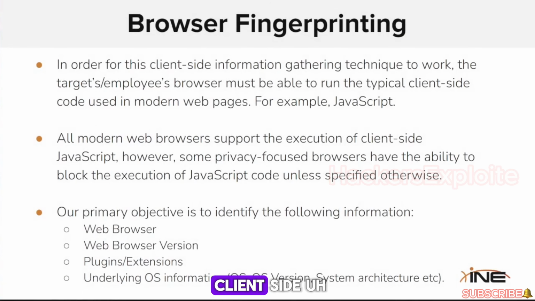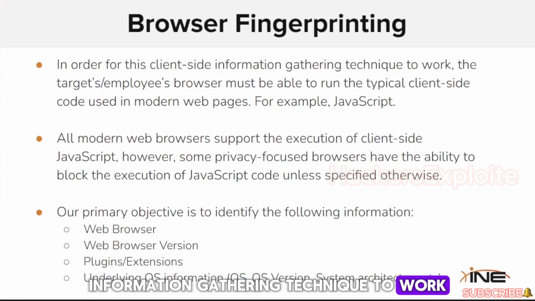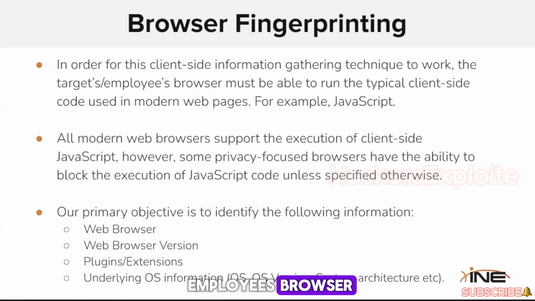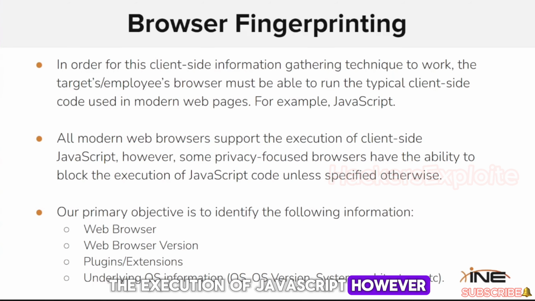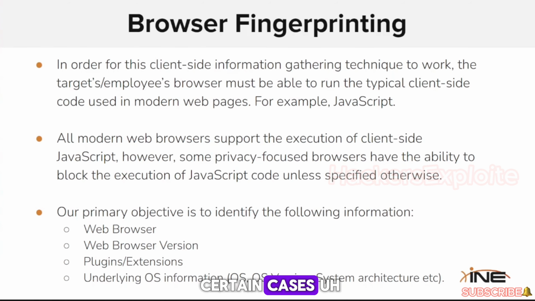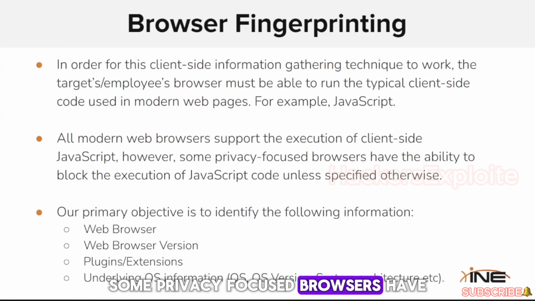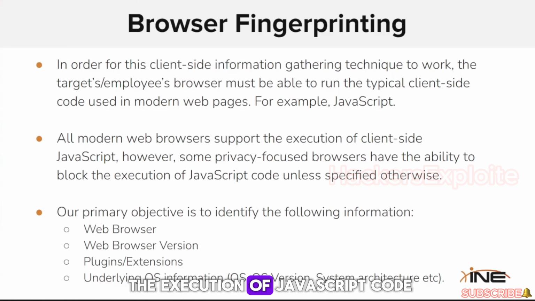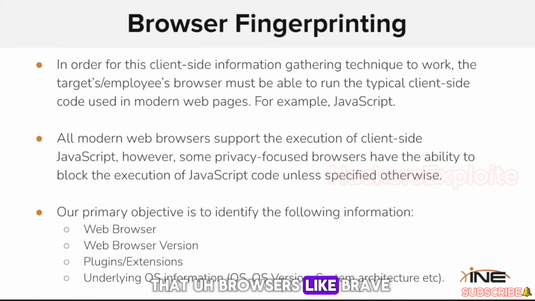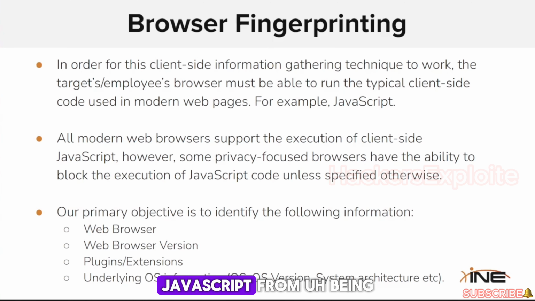In order for this client-side information gathering technique to work, the target's or the employee's browser must be able to run the typical client-side code used in modern web pages, for example, JavaScript. Now, it goes without saying that most, or rather all, modern web browsers support the execution of JavaScript. However, you'll find that in certain cases, some privacy-focused browsers have the ability to block the execution of JavaScript code unless specified otherwise. An example of that is browsers like Brave, which will actually block JavaScript from being executed, and you need to be aware of this.